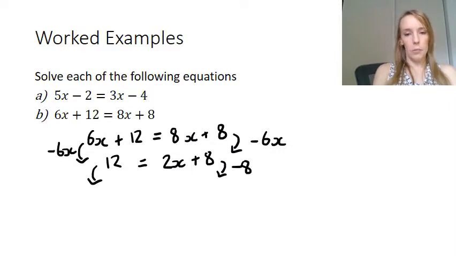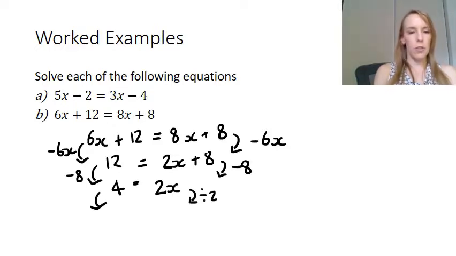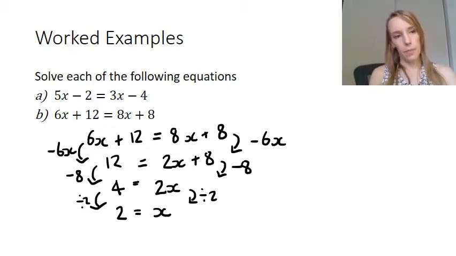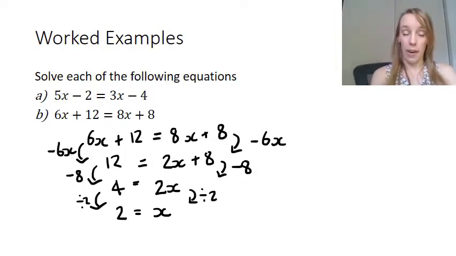So I'm going to subtract the 8 from both sides. 12 take 8 is going to leave me with 4, and 2x plus 8 take 8 is just 2x. The last step is to divide by 2. So 4 divided by 2 is 2, and 2x divided by 2 is just 1x. So x equals 2. Again, substitute back in if you need to, or you should if you're in an exam situation, to check that you're correct.